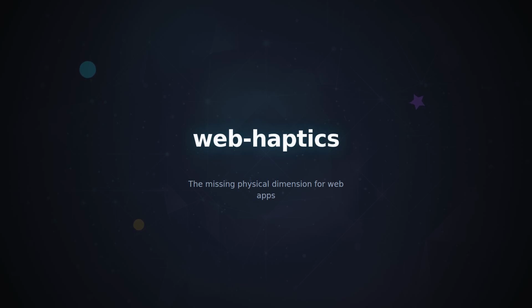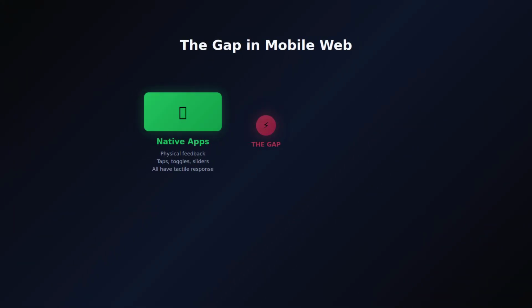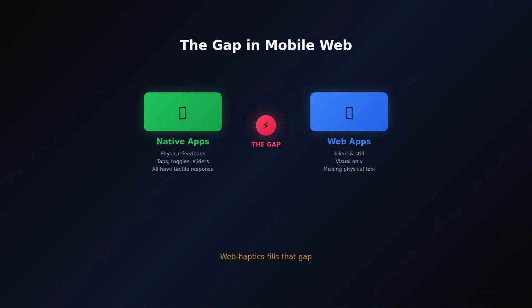Now you might be thinking, do we really need vibration on websites? The answer is increasingly yes, and here's why. Mobile web apps have caught up to native apps in almost every way except one, the physical feel. When you tap a button in a native iOS app, you feel a tiny tap. When you flip a toggle, there's a subtle resistance. The web has always been silent and still. But as web apps take on more of what native apps do, users expect that same tactile satisfaction. Web haptics fills that gap.